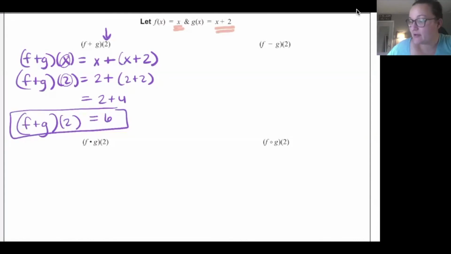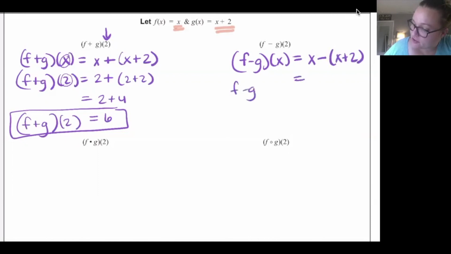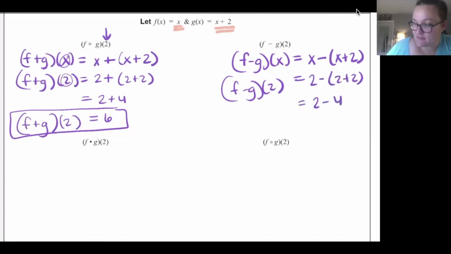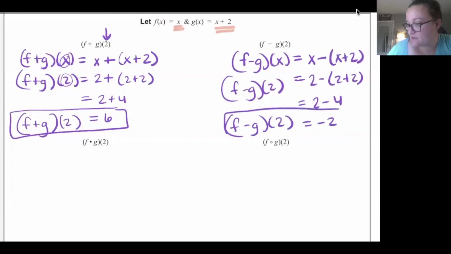Now, why don't you try f minus g of 2? So you should have f minus g of x would be x minus x plus 2. So then f minus g of 2 is 2 minus 2 plus 2. So 2 minus 4 is negative 2. So f minus g of 2 is equal to negative 2.